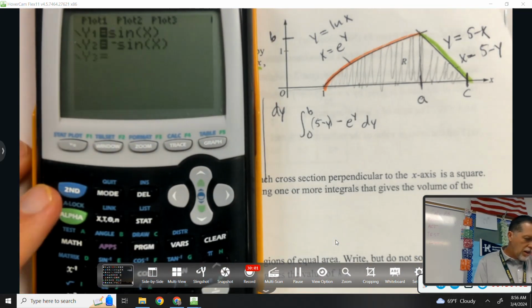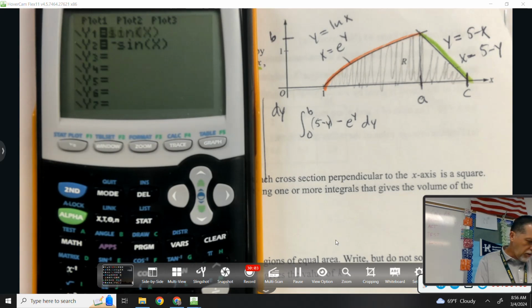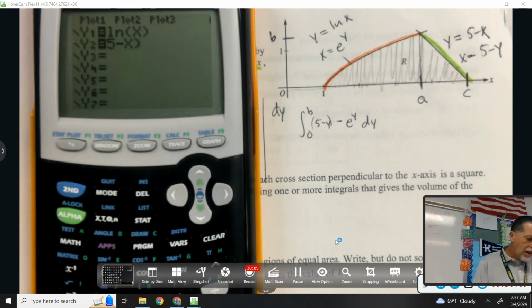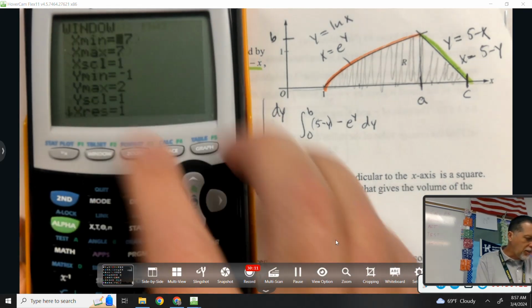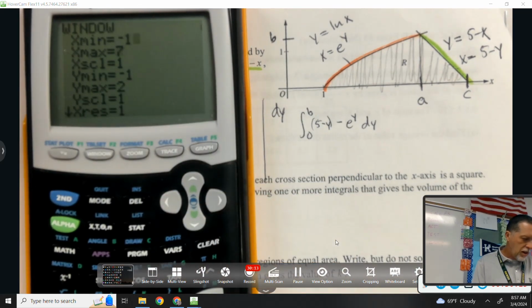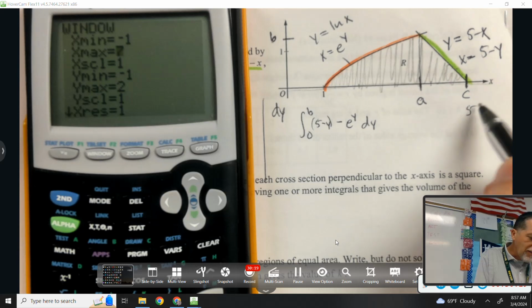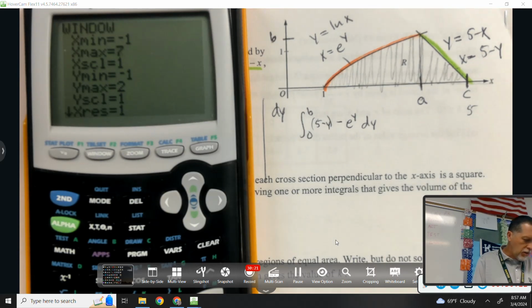So natural log of x and 5 minus x. And it's nice when they give you a graph because then you know what your window needs to be. I'm going to go negative 1 to 1, 2. Oh, this would be 5. I can tell what that is. So negative 1 to 6. And my y value, I'll go negative 1 to 2, and that should be plenty.